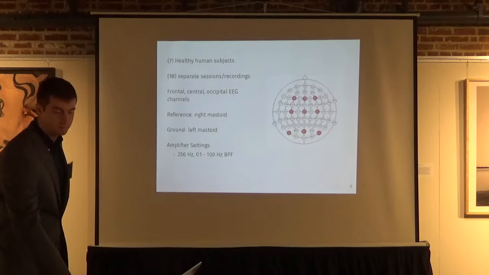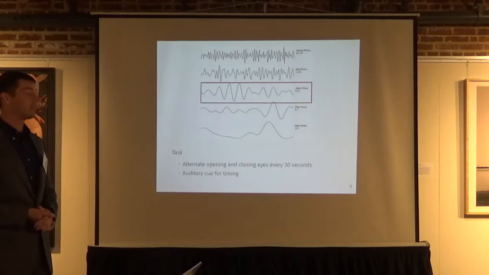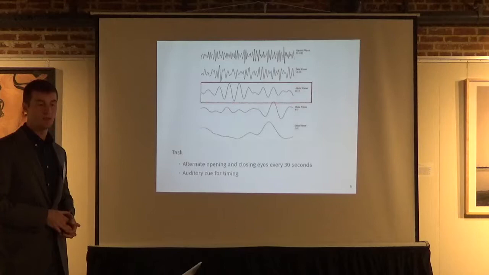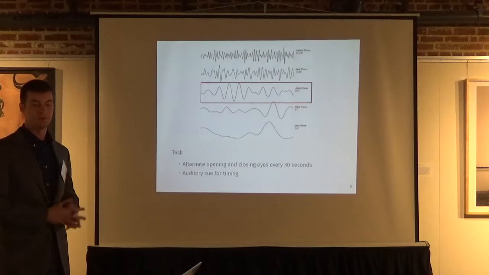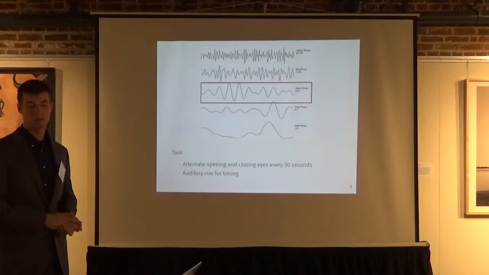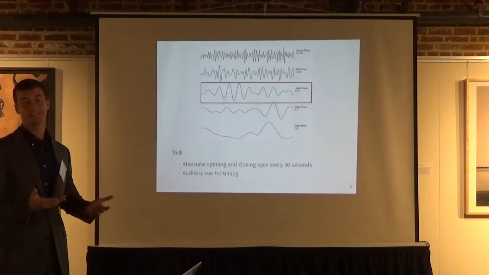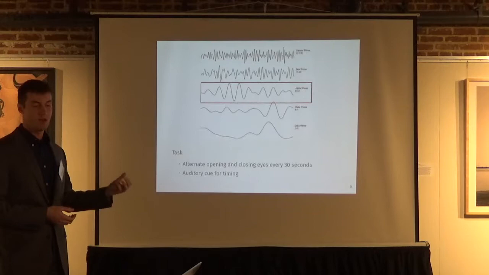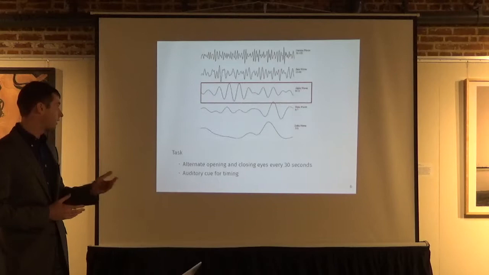As I mentioned in the title, we're looking at alpha waves. These are naturally occurring waves picked up from the EEG at around the 8 to 12 hertz frequency range. It's been shown for decades that these can be strengthened by a subject closing their eyes and then suppressed when the subject opens their eyes. Therefore, the task that these subjects performed was alternating opening and closing their eyes: 30 seconds eyes open, 30 seconds eyes closed. This was repeated 5 times. We used an auditory cue to control that timing.